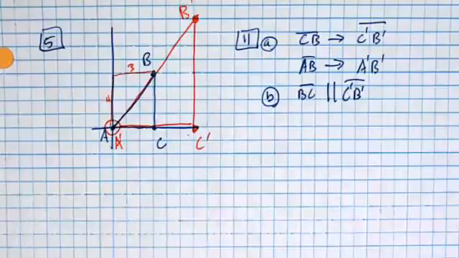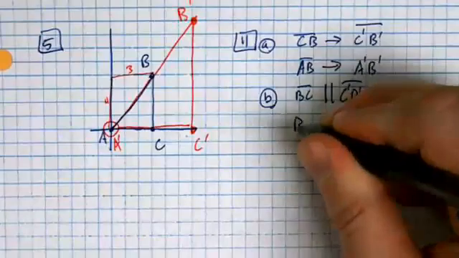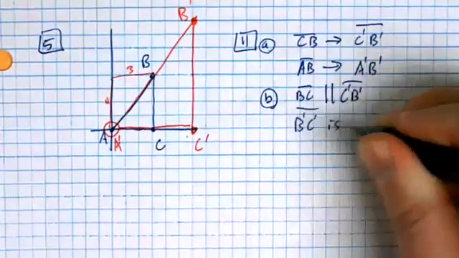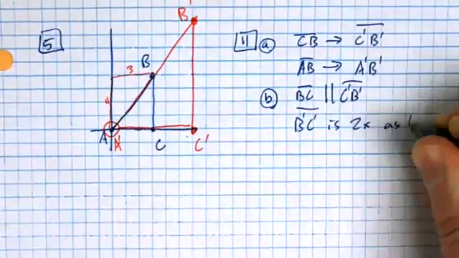Thank you, Alyssa. Somebody else want to tell me about the lengths? What's special about the lengths for BC and B prime, C prime? What's the relationship? They're not the same. They're doubled. Yeah. B prime, C prime is 2 times as long.